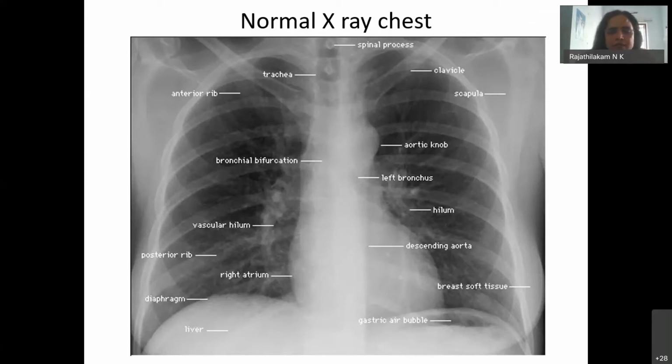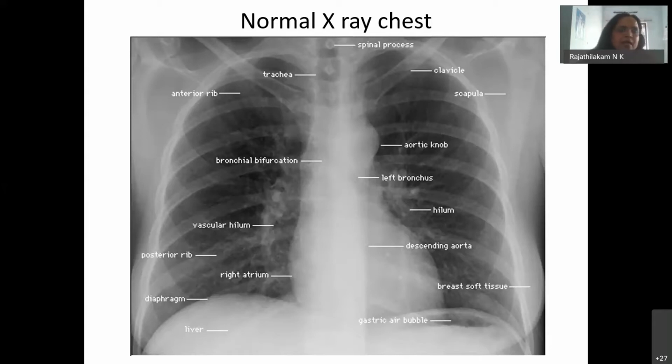If it is increased, there can be a hilar mass or a carinal mass. This is the tracheobronchial bifurcation. This is the left bronchus, and this is the aortic knob. This is the hilum, and these are the posterior and anterior ribs. This is the right atrium, and this is the diaphragm. This is the breast soft tissue shadow and the gastric air bubble. So this is the normal X-ray.